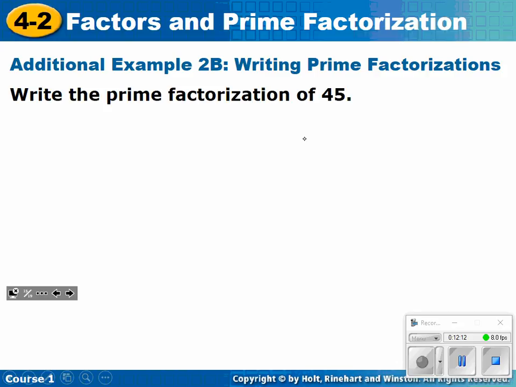I want you to write the prime factorization of 45. So here's what we're going to do. You're going to write 45 at the top. This is how you show your work on your homework, okay? So what I'm doing right now is exactly what I expect to see on your homework. Now, please work with me.